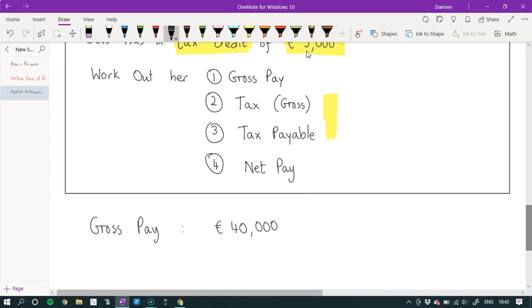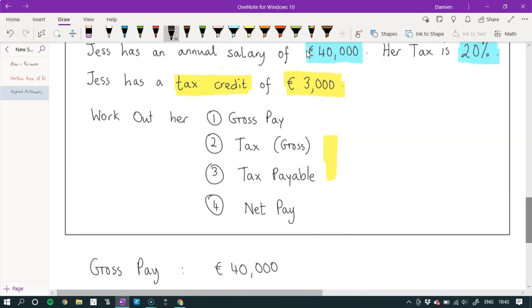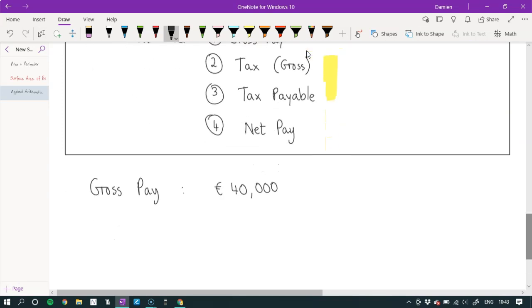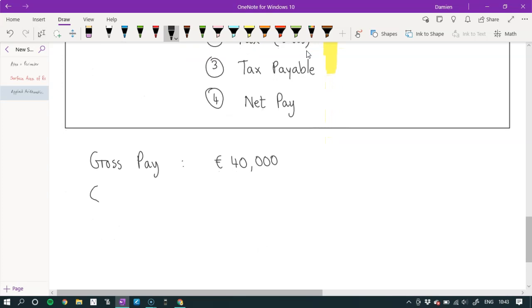The next thing it's asking for is the tax, or the gross tax. So your tax rate there is 20%. So what we're going to do is work out the gross tax. Gross tax is just another way of saying how much tax is worked out. So again, like you did in the previous question, it's going to be 40,000 multiplied by 20%. And you go work that out. So 40,000 multiplied by 20% is 8,000. And again, you can do that on the calculator, just make sure you work it out right. So gross tax is 8,000.